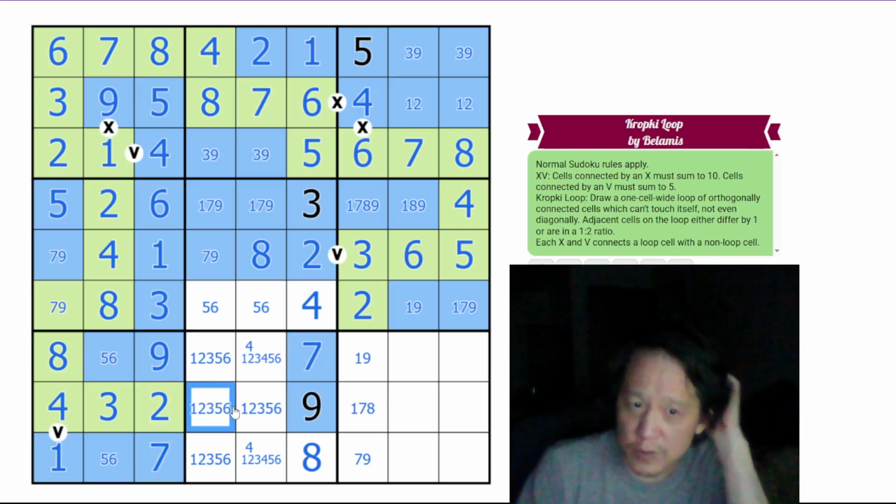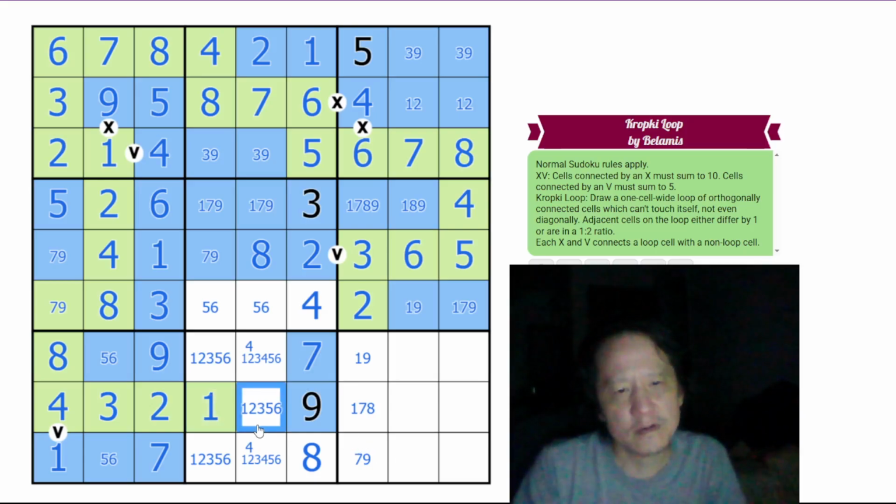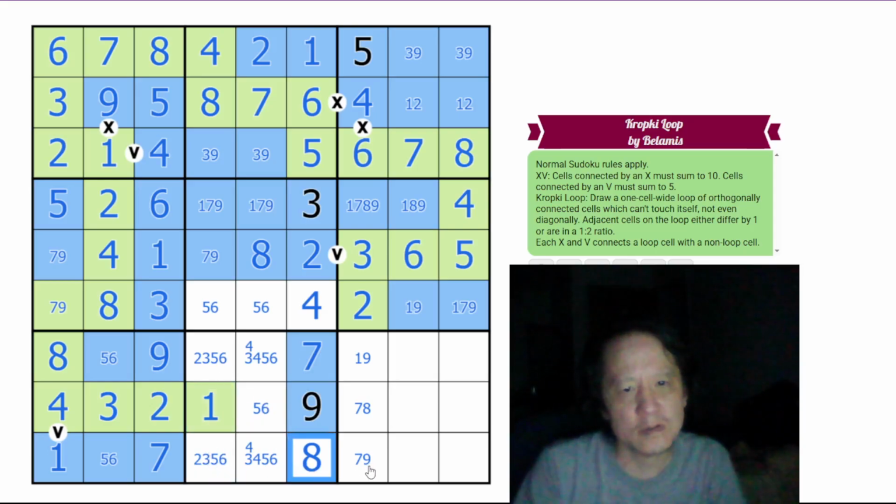So it has to go this way. 2 is only in a ratio with 1. So this is 1. Okay. This can't be 1. This can't be 2. This can't be 3. 1 is not in a ratio with 5 or 6. It could go this way.